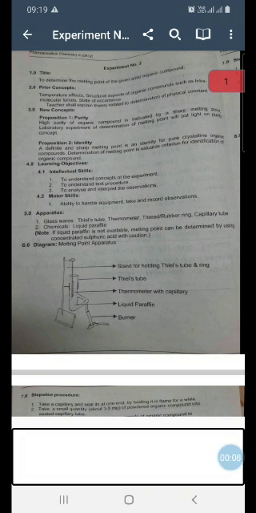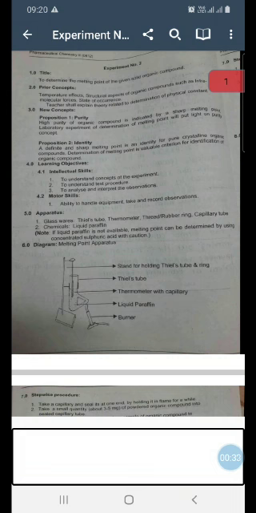Well, presently we are discussing pharmaceutical chemistry 2 practicals, and now we are proceeding with experiment number 2. The title of the experiment is to determine the melting point of the given solid organic compound. I repeat, to determine the melting point of the given solid organic compound.